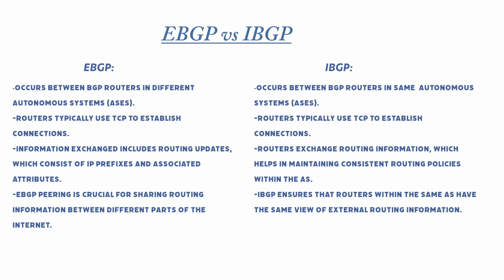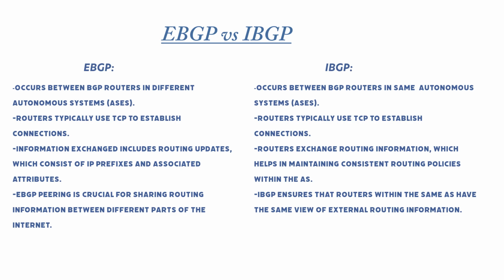Then the next one is IBGP. IBGP is internal border gateway protocol, which is basically a peering formed between two routers within the same autonomous system. I can have IBGP peering formed within the same autonomous system, as long as those two are reachable. Over here also the same TCP peering is used to form the connection. Once the connection is formed, the routers will exchange the routing information, which will help in maintaining a consistent routing table within the AS.